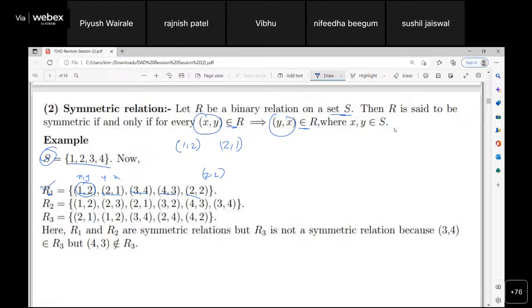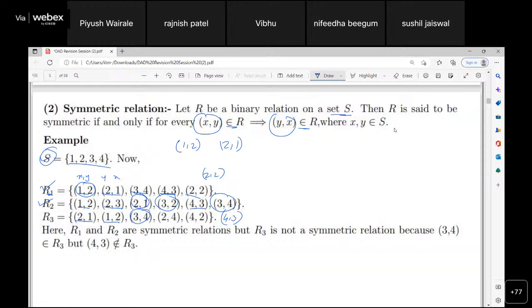Now here you can see, same in the R2, right? So 1 comma 2, 2 comma 1 is there. For 2 comma 3, 3 comma 2 is there. For 4 comma 3, 3 comma 4 is there. So R2 is also a symmetric relation. But in the case of R3, for this 3 comma 4, 4 comma 3 is not present, right? In R3. So we can say this is not a symmetric relation.